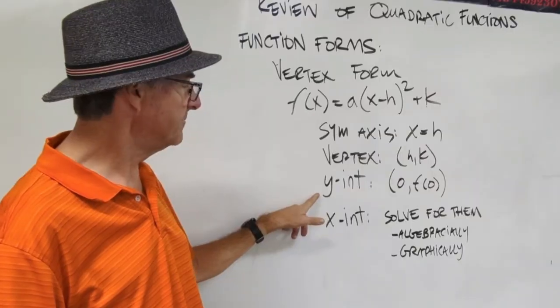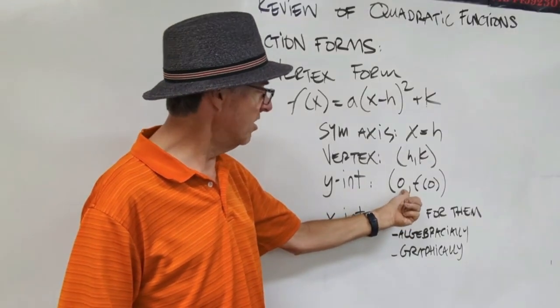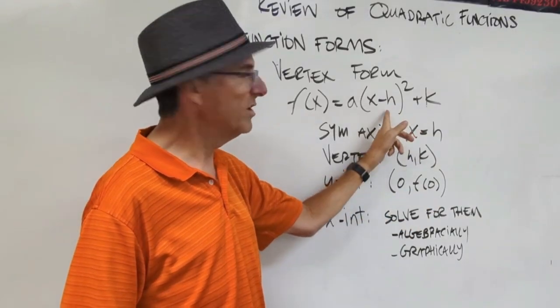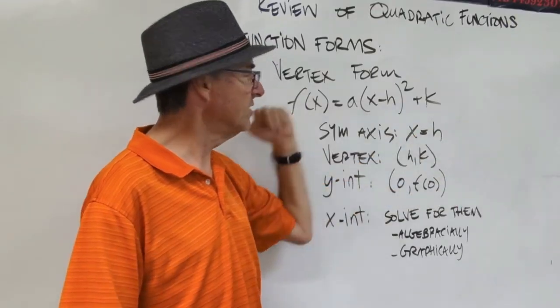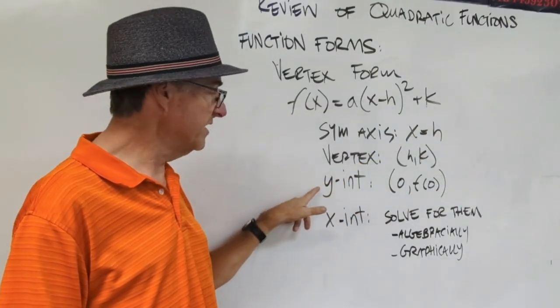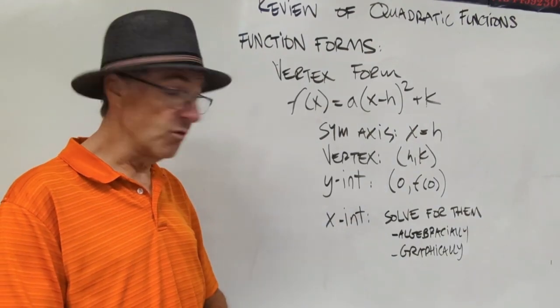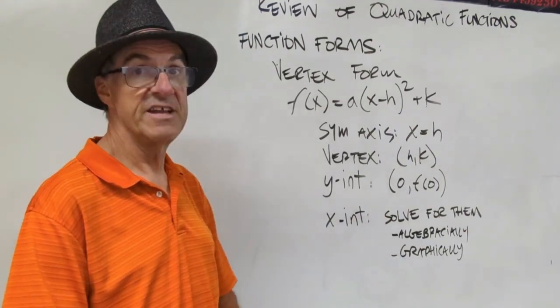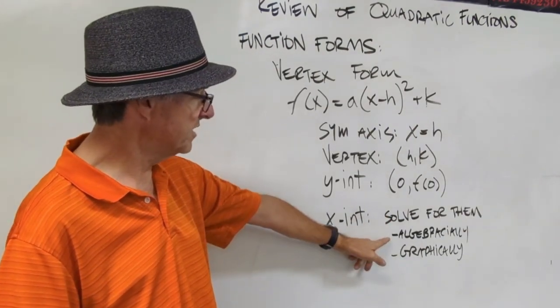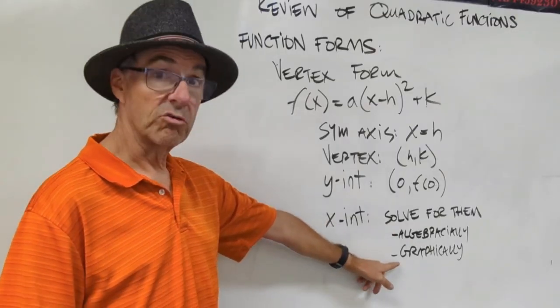The y-intercept, it's going to be the coordinate point 0, and then you take the 0 and you put it in the function, and that will spit out the y-coordinate of the y-intercept. So you get that way. The x-intercepts, same as before, we need to solve for finding them. Now we have two things we can do. We can do it algebraically or graphically.